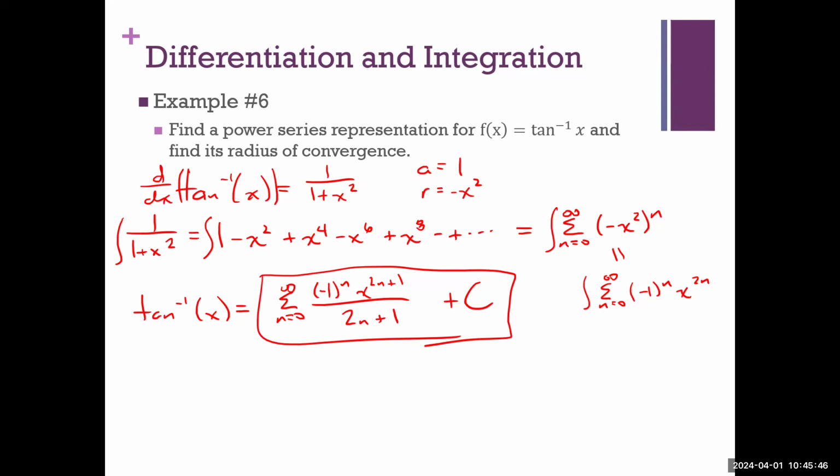So now that we have that power series representation, any questions there? Go ahead. Good question. Why is the r negative? The form is a over 1 minus r, and that's exactly it. So basically this is 1 over 1 minus negative x squared. All right. What would the radius of convergence be?